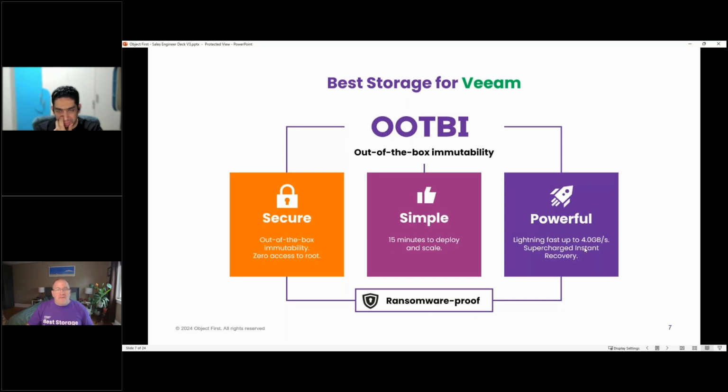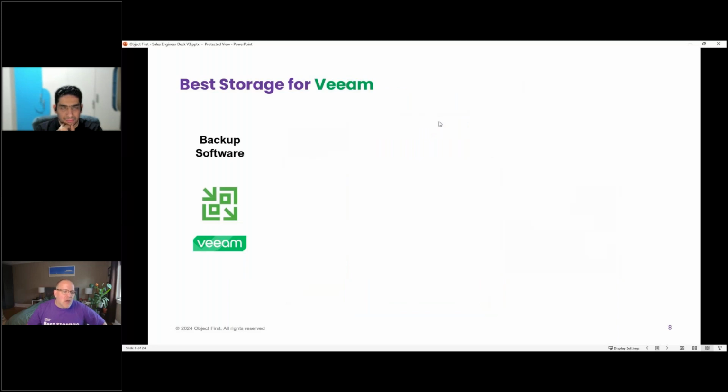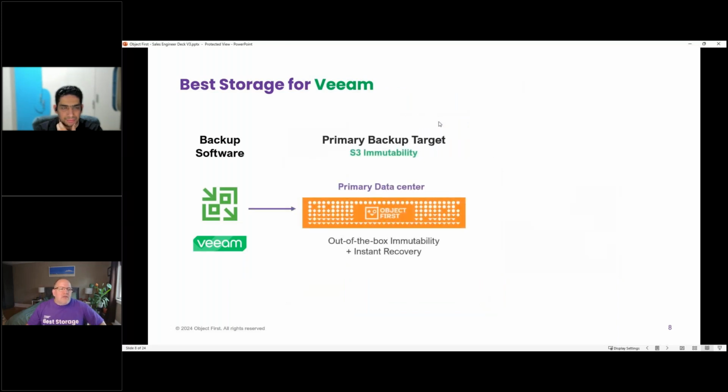Powerful, so you can get up to 4 gigabytes per second, okay? The supercharged instant recovery, the supercharged is obviously a marketing term, but the instant recovery obviously is very powerful and fast as well. Ransomware proof. Repeat that again. Okay, so backup software is here. How does it work? It goes to the primary data center here in this case, out of the box immutability. You get excellent instant recovery speeds, which are very important.